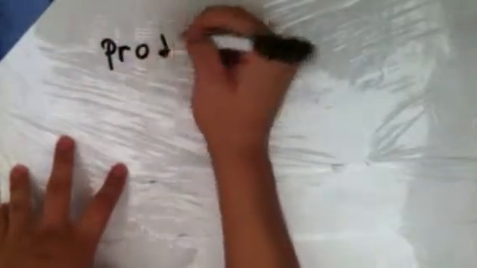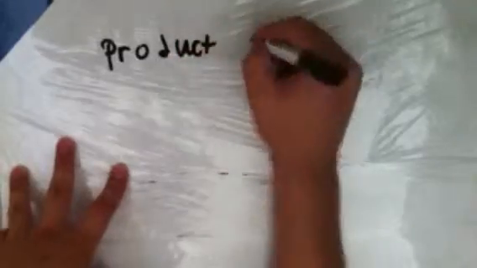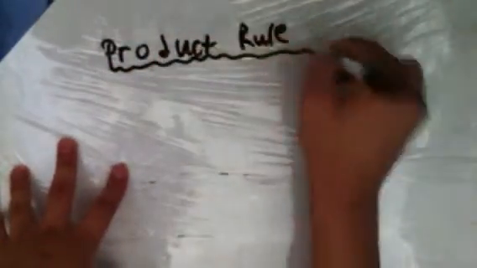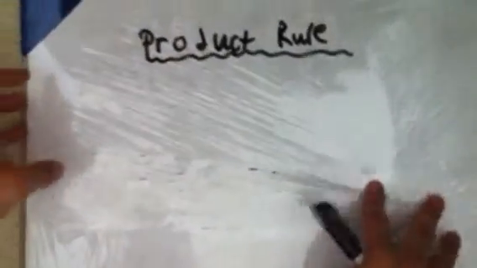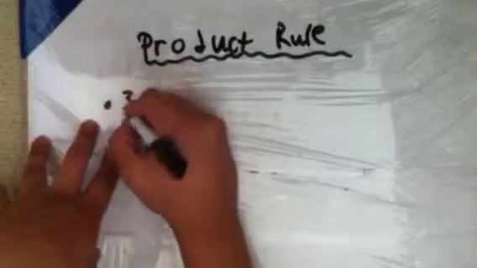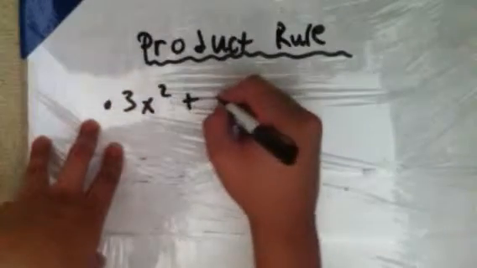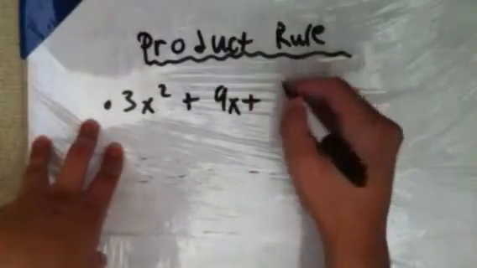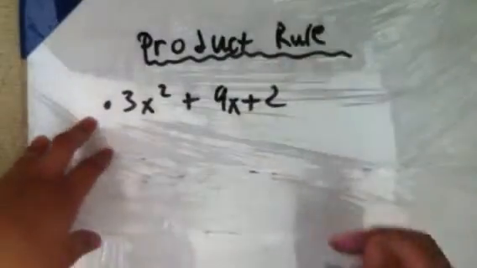Hello. Today I'm going to teach you a part of calculus called the product rule. Basically, in the last video we covered something of this sort: 3x squared plus 9x plus 2.